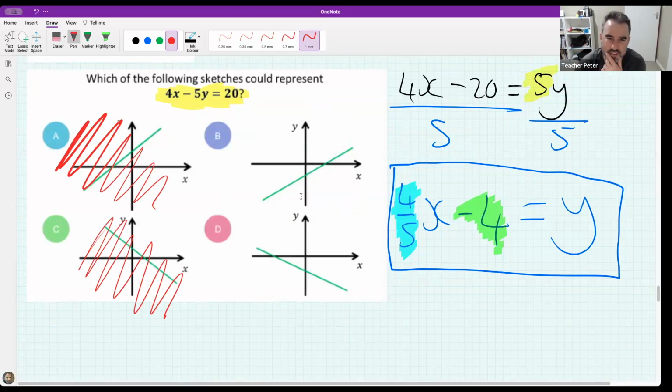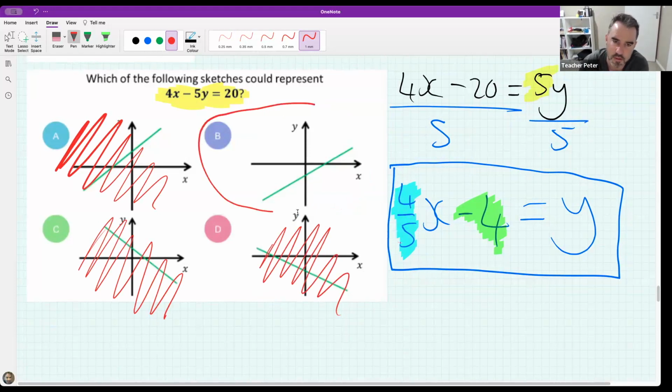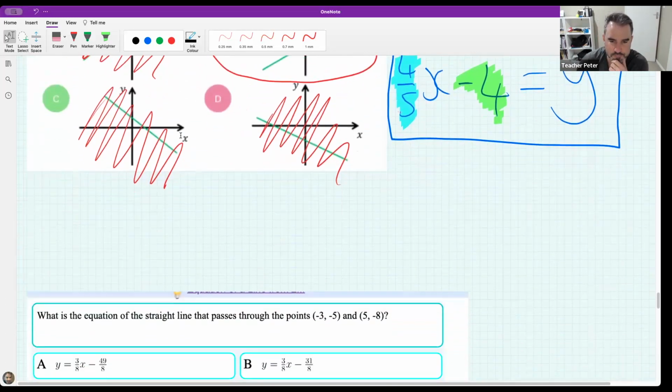Now, how am I going to decide between these two? What's going to help me? Oh, you know what it is? Even though it's a fraction, this is a positive gradient. This is a negative gradient, so it can't be that one. Even though it's a fractional gradient, the correct answer must be B. And I see everyone else in the chat has got that. Okay, awesome. So we're learning about non-standard form as well here.